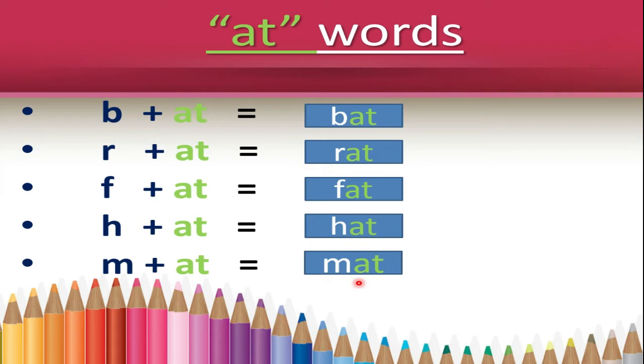Now I want you to repeat after me these three-letter words one by one. B-A-T, bat. R-A-T, rat. F-A-T, fat. H-A-T, hat. M-A-T, mat. Very good.